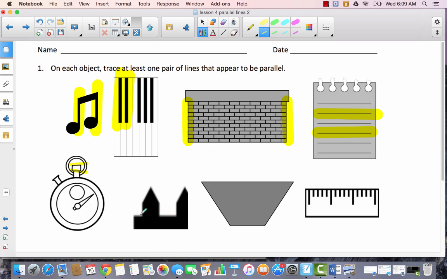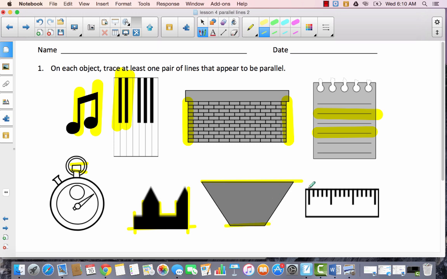Okay, now this looks like a silhouette of a castle or something, but this would be parallel to this, and this is parallel to this, and this. These are all parallel to each other. You could also have said these lines that are going horizontal are parallel. Now in this figure, I only see one set of parallel sides or lines. I see the top is parallel to the bottom.